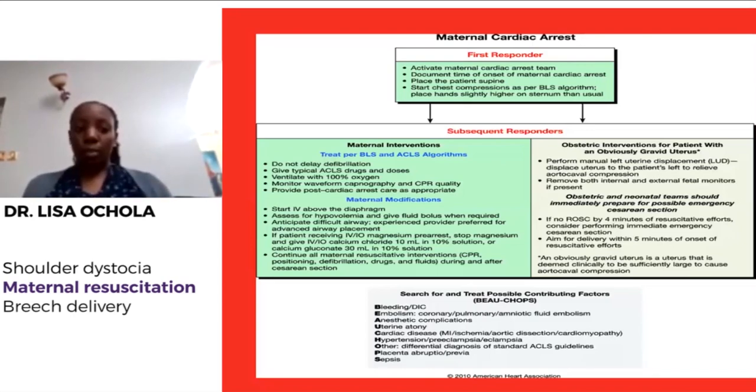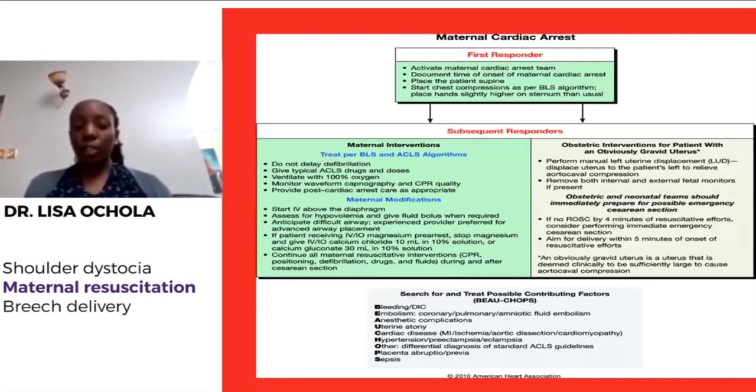The modifications would be starting the IV above the diaphragm and assessing for hypovolemia. Like we said before, in pregnant women it will be a while before you see the signs of hypovolemia. There is a lot of blood loss that can occur before you see signs and symptoms of hypovolemia. So it's important to assess and give a fluid bolus when required.